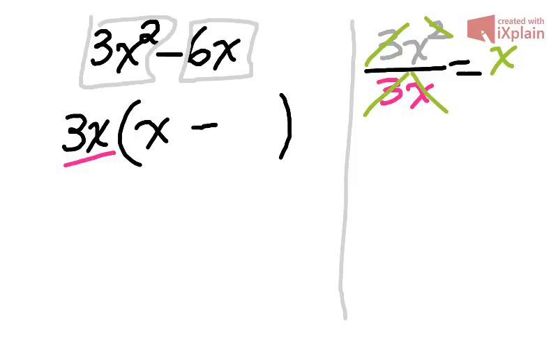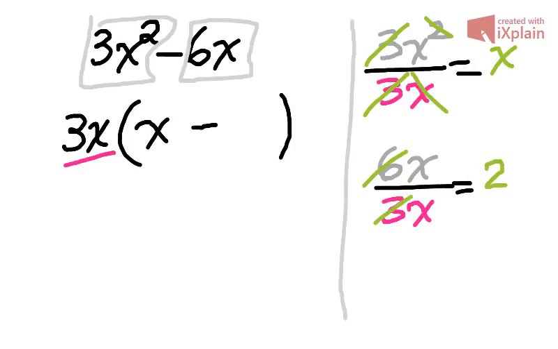Then we do the second expression, 6x divided by the same common factor, 3x. So we end up with 6 divided by 3 will be 2, and x divided by x is 1, and 1 times 2 is still 2. We could write 2 times 1, but that would still end up as 2.